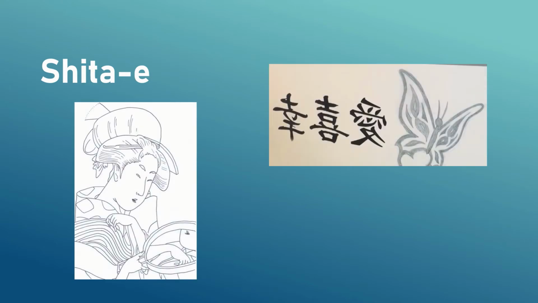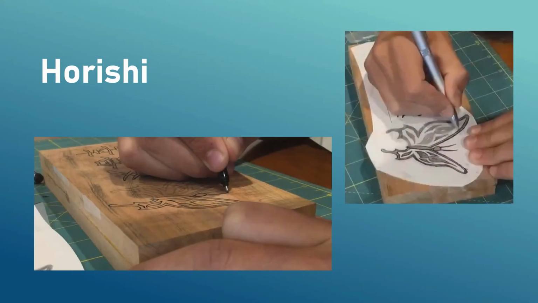This is how the process goes. First, the artist prepares the sketch of the art called shitae and hands it over to the woodblock carver called horishi. Then the horishi glues a thin paper to a wooden block and carves it carefully to produce thin lines of images on the wood.